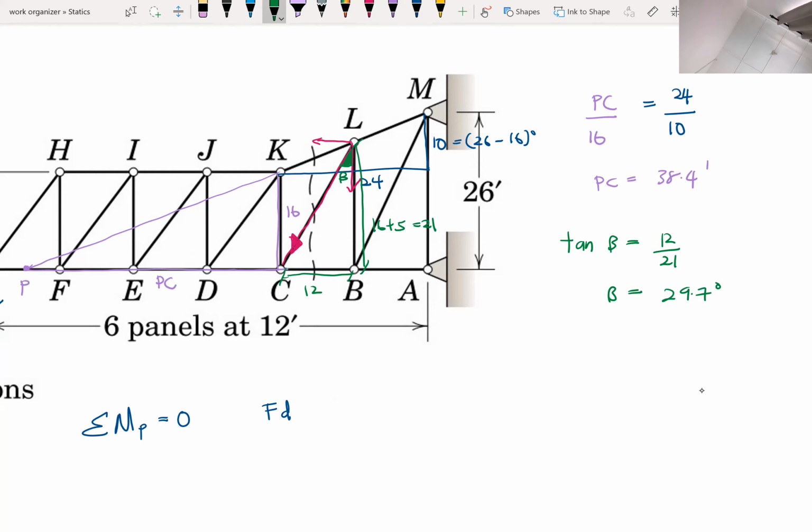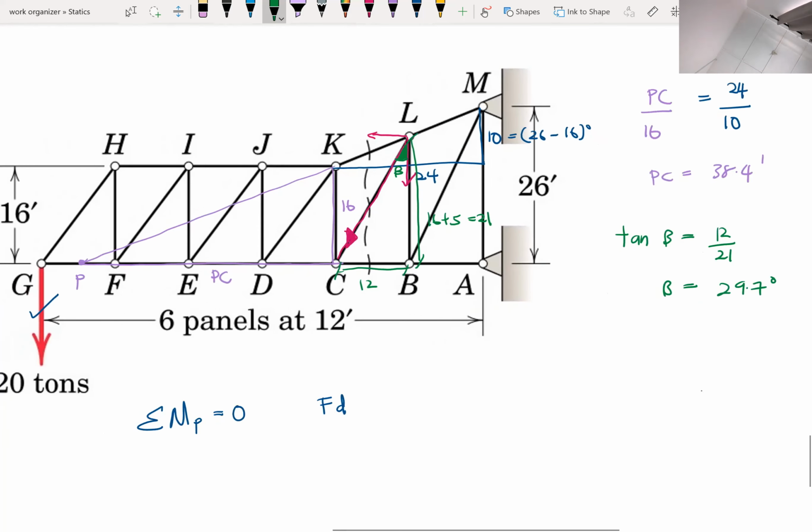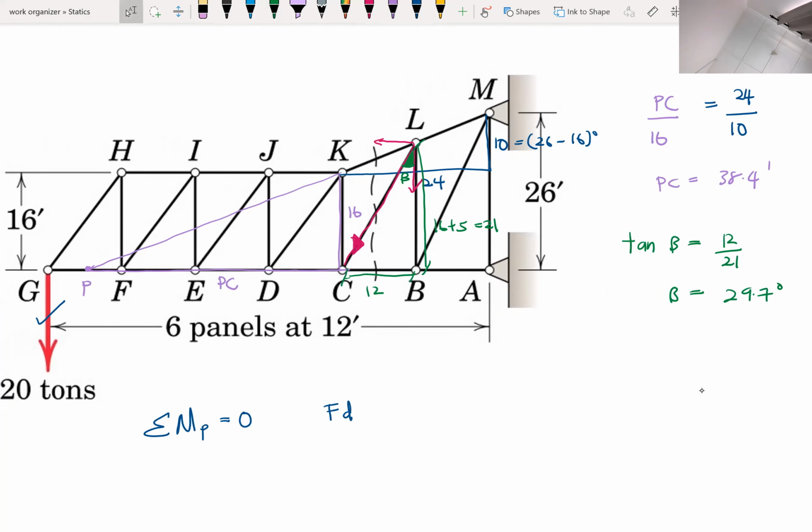And then now we calculate. So this is the point. Basically the one that we want to calculate is like this. This one we don't have to calculate, only this one, which means this one. So now we can calculate the summation of moment at P.